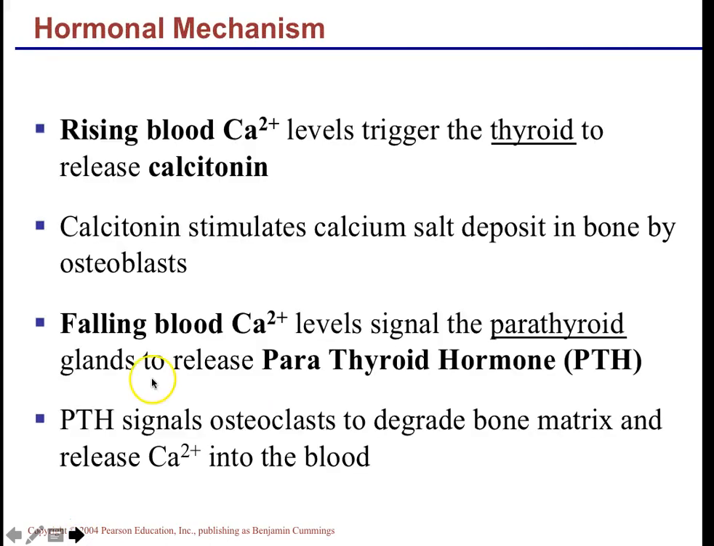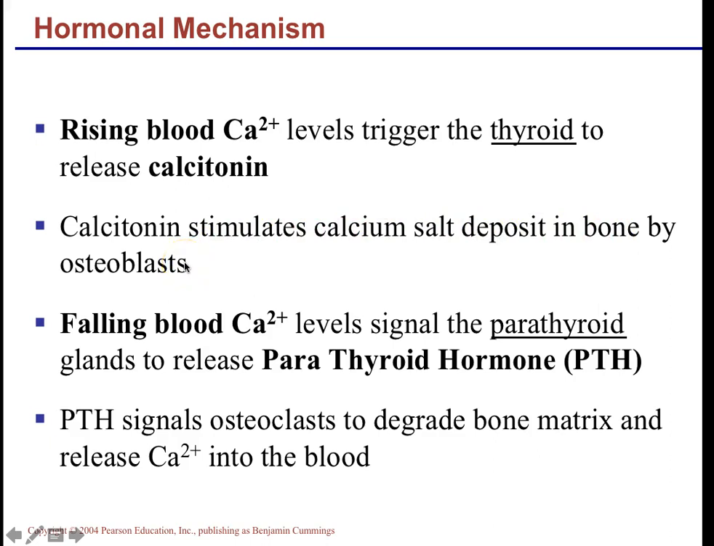All right, so if you have a lot of blood calcium, say you drank a gallon of milk, some of that calcium will go into proper nerve transmission and muscle function, and then the excess can go into the bone and be stored in case you need it later on. So some cells in the thyroid are very sensitive to excess blood calcium, and they will release a hormone called calcitonin. Calcitonin stimulates calcium salt deposition in bone by osteoblasts.